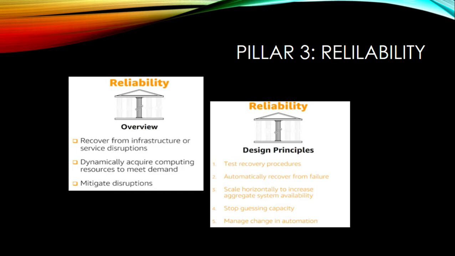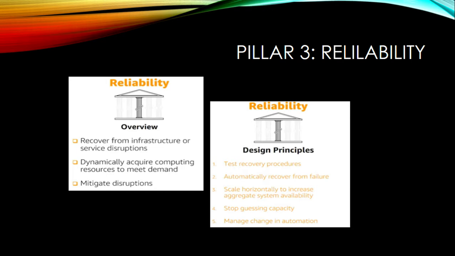Stop guessing capacity. So a common cause of failure in on-premise systems is resource saturation, right? When the demand placed on the system exceeds the capacity of the system, even including denial of service attacks, that becomes a serious problem. But in the cloud, you can monitor the demand and system utilization and automate the addition or removal of resources to maintain the optimal level to satisfy demands. Now, this also leads to cost effectiveness because you pay only for what you use.